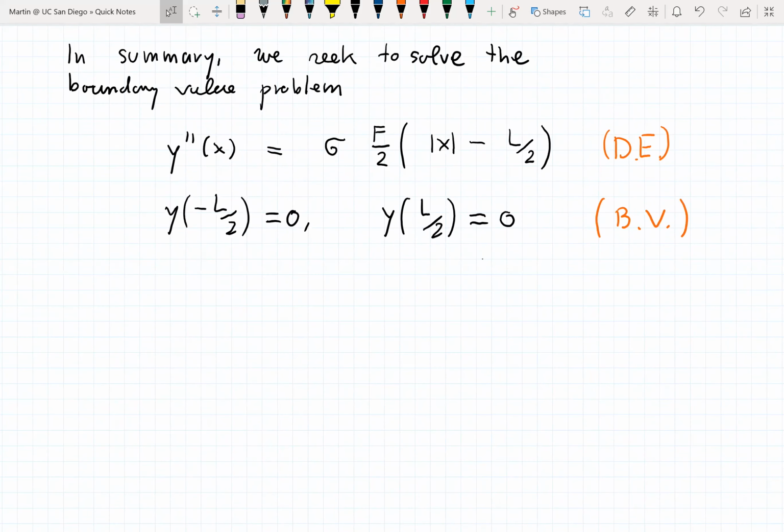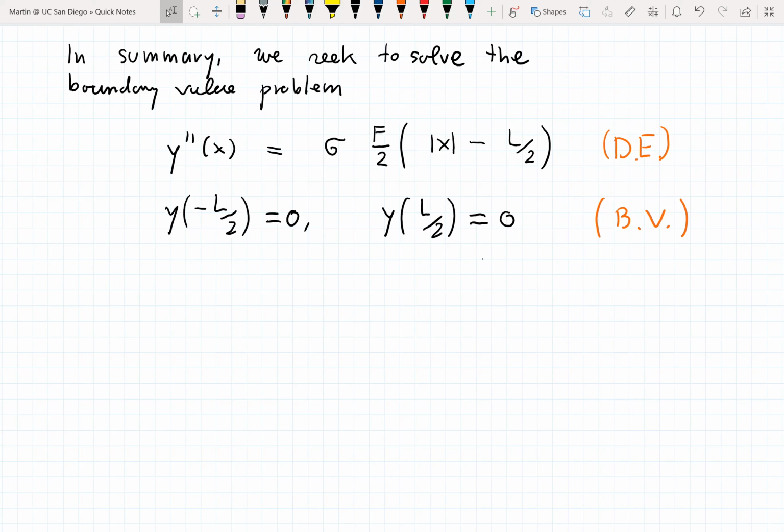So in summary, the vertical displacement of the bridge can be described by the following boundary value problem. We have got the differential equation y prime prime of x equals sigma times f over 2 times the absolute value of x minus l over 2. And we've got the two boundary values, y of minus l over 2 equals 0 and y of l over 2 equals 0.